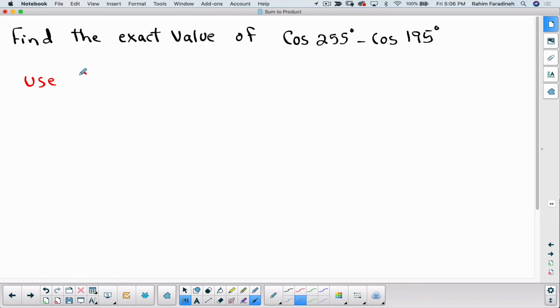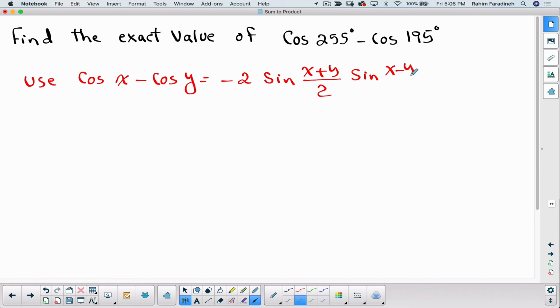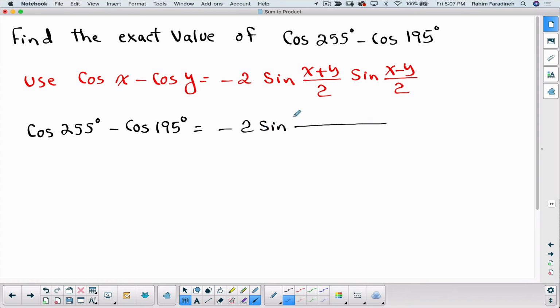So here we're going to use the formula for cosine x minus cosine y. And this formula is -2 sine of (x plus y) divided by 2 times sine of (x minus y) divided by 2. So by applying this formula, cosine of 255 degrees minus cosine of 195 degrees will be equal to negative 2 sine of (255 degrees plus 195 degrees) divided by 2, and sine of (255 degrees minus 195 degrees) divided by 2.